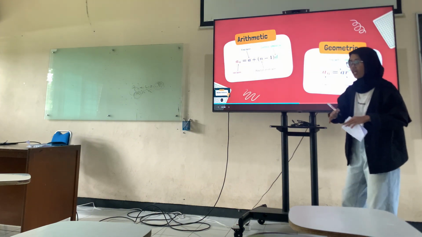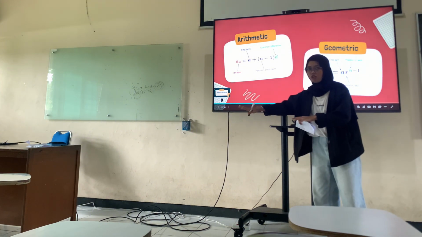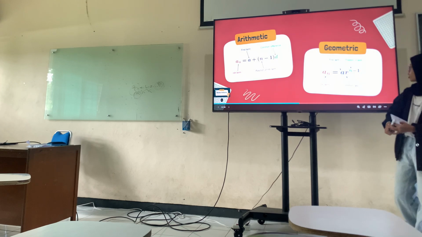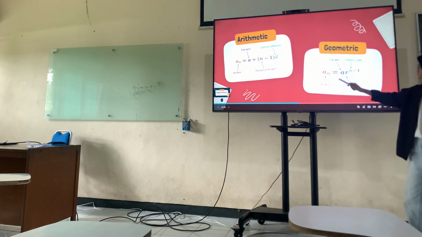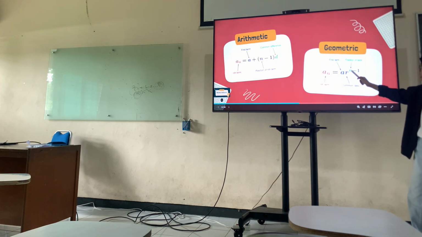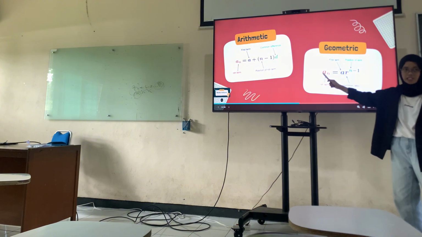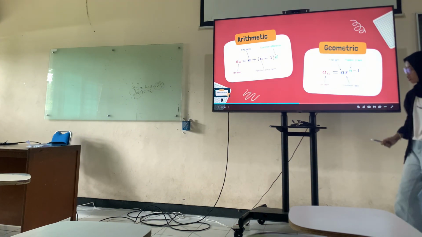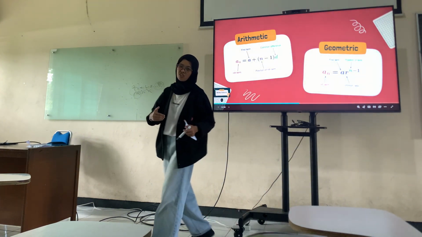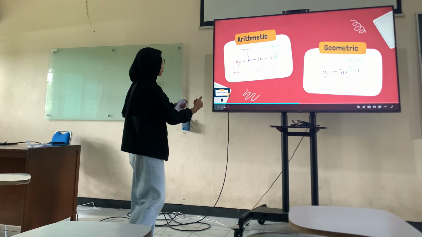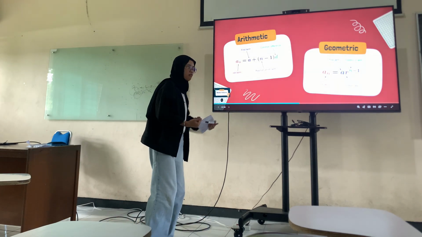When you find the pattern in the sequence of numbers is multiplying or dividing, you put the pattern here, the common ratio, right? And here is the sum of terms, it's the same as here, and then you do minus one.